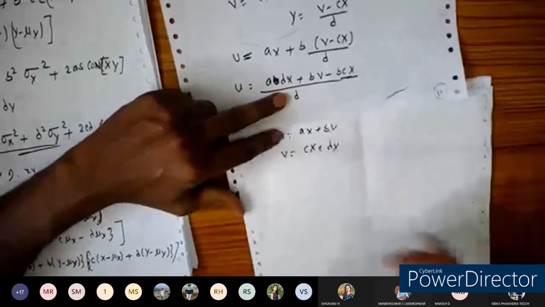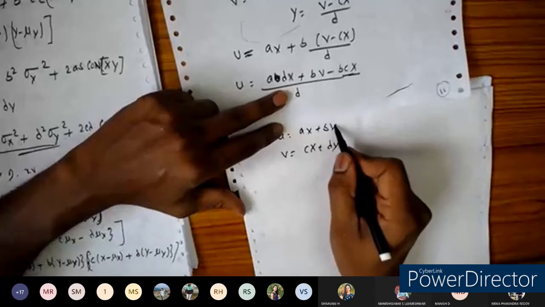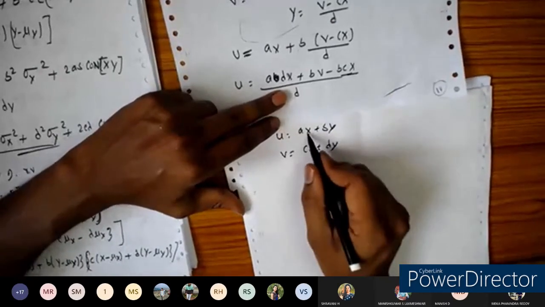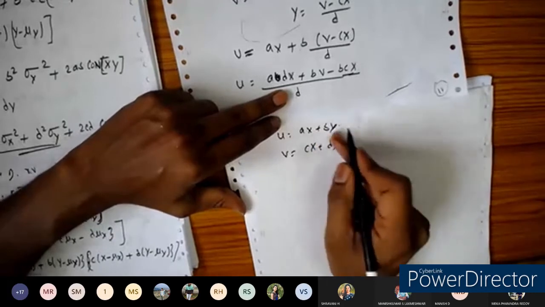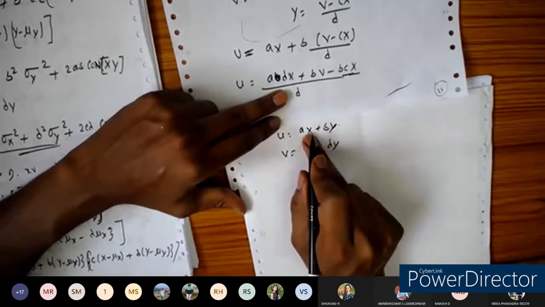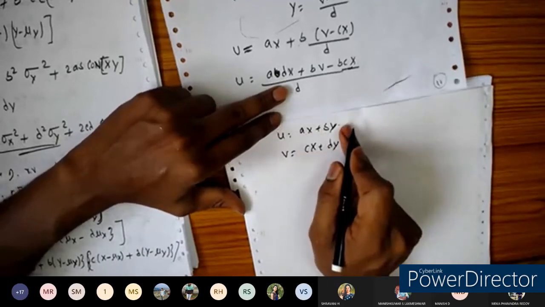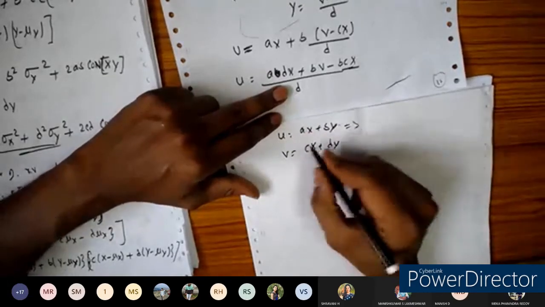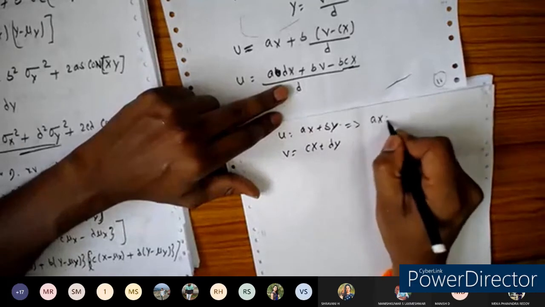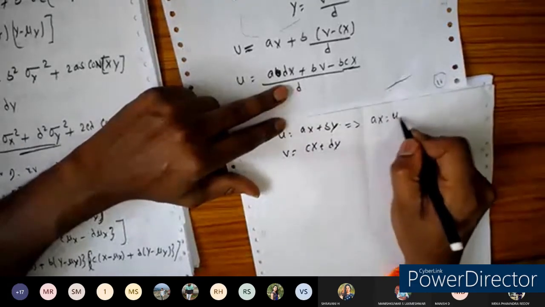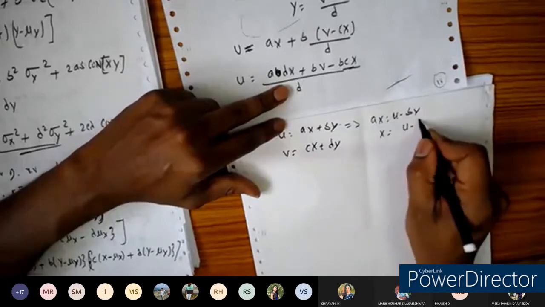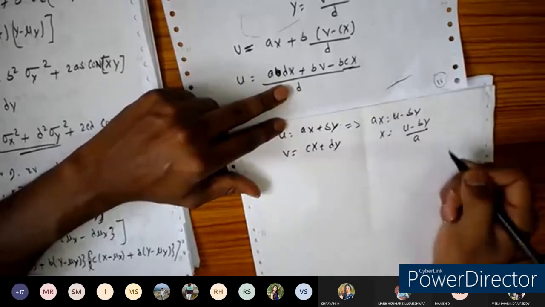Okay. So for this one, we need to express this in terms of y. We need to find out the value for y. So what shall we do is we can express x in terms of the other variables from either equation, and substitute. Let us express it here and substitute for x in this equation. From this one, we got ax is equal to u minus by. So this implies that x is equal to u minus by divided by a.